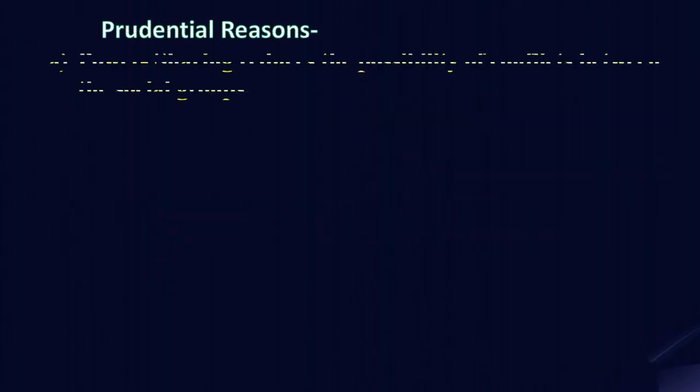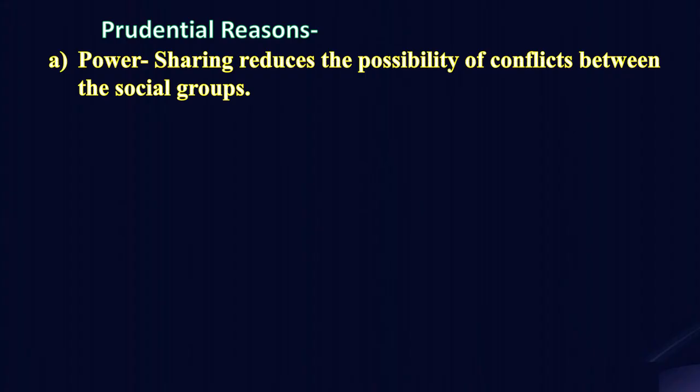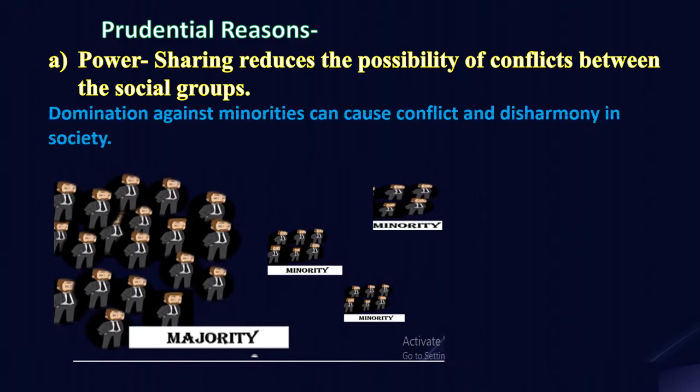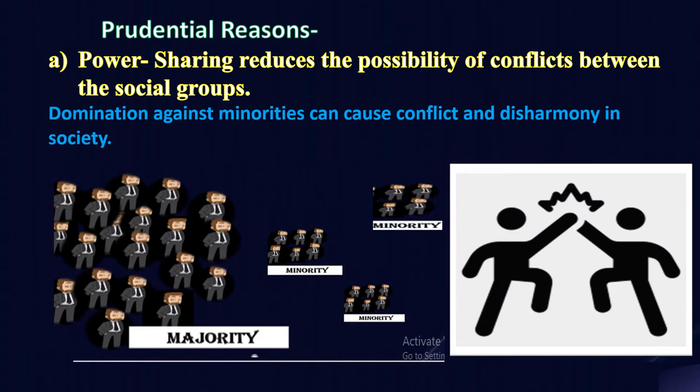Let's talk about prudential reasons first. The very first prudential reason is power sharing reduces the possibility of conflicts between the social groups. We know that in each society we have many communities based on different religions, different castes or different languages. Sometimes people who belong to the majority community start dominating or harming the minorities. This domination can cause conflict and disharmony in society.